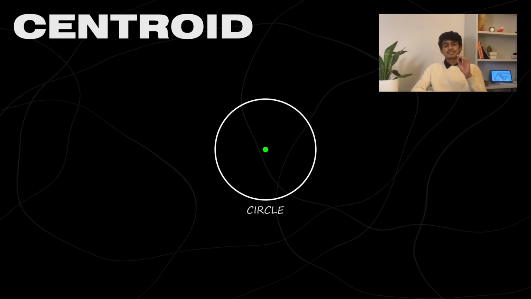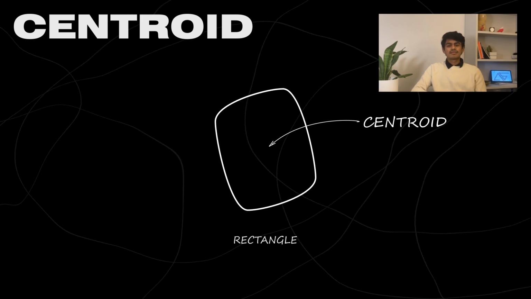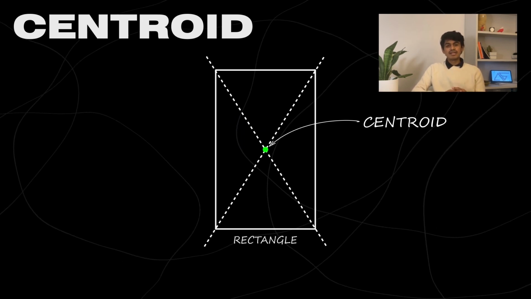Today we'll talk about one of the most fundamental topics, centroid. Centroid is the point where all the area is concentrated in a cross section. For instance, in a circle, the center of the circle is the centroid of the circle. In a rectangle, where the diagonals meet is the centroid.